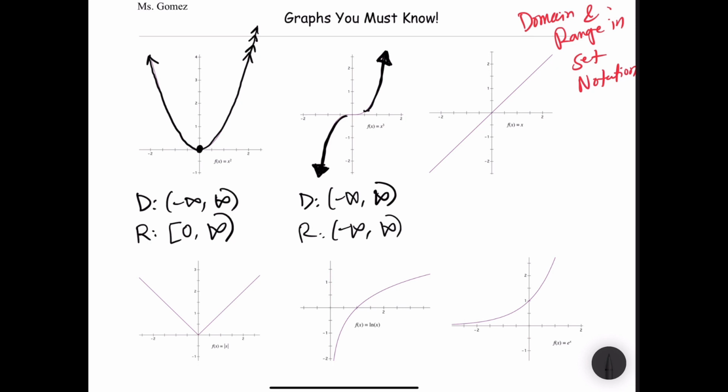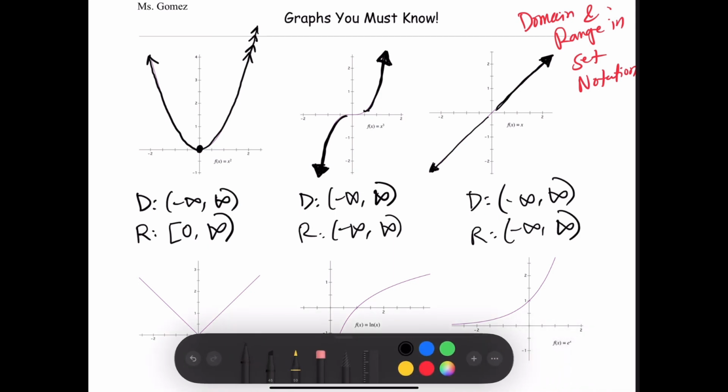Okay, looking at a line, for the domain, as I keep growing to the left, it goes till negative infinity. Toward the right, I'm going to grow toward infinity. For the range, I am going to grow downward till negative infinity. And as I move upward, this is never going to stop growing up until positive infinity. Okay.